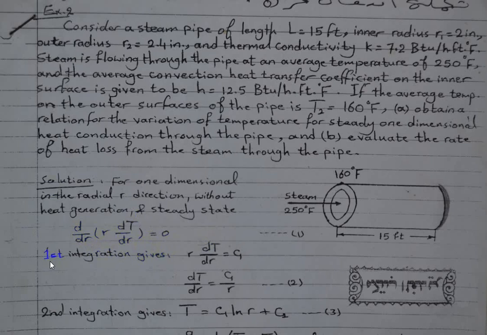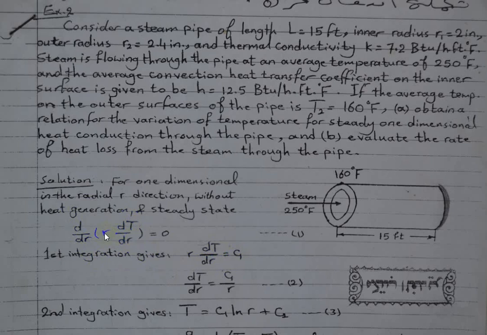This is the equation, and the successor step of the procedure, as you can see, is the following. First integration gives r dT/dr equal to C1. The d/dr is a differentiation of the entire bracket-bounded term, r dT/dr, which will be considered for the integration.